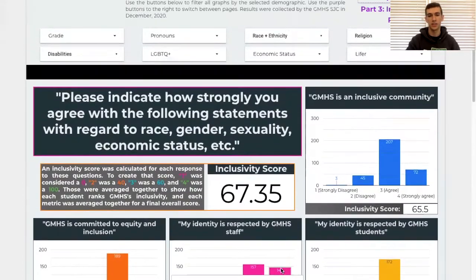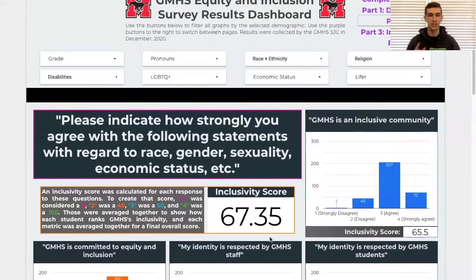It's important to note that this isn't a percentage. As I said, the 3 represents agree. It means that we're doing well. A higher score is obviously better, but we can't be perfect. We're only as good as everyone combined. And as long as some people feel like they strongly disagree with the statement, our whole inclusivity score is going to go down. But that's to be expected. We're not going to have a perfect 100 inclusivity score because not everyone is going to strongly agree with every statement.